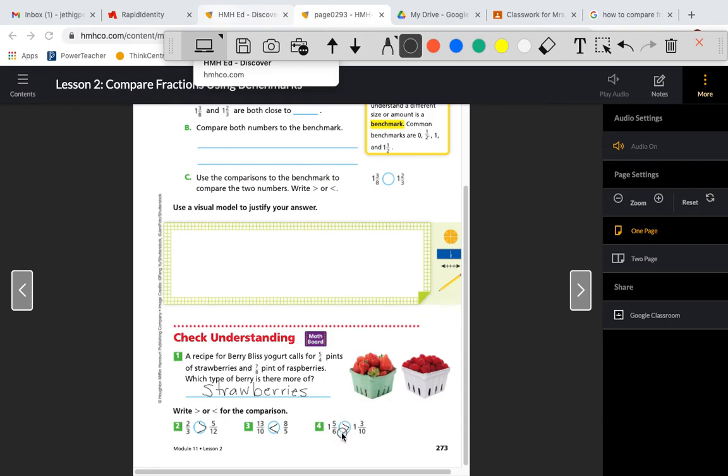Again, guys, as you're comparing the two fractions, we've given you several strategies that you can use. The fraction strips is a great way, using benchmarks, and you can also use the number line. So make sure you practice using those strategies.